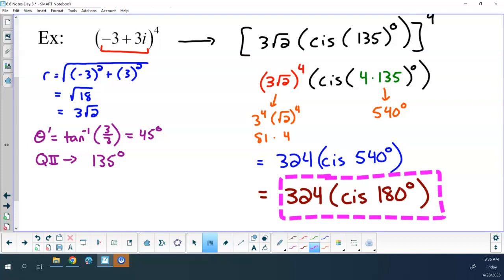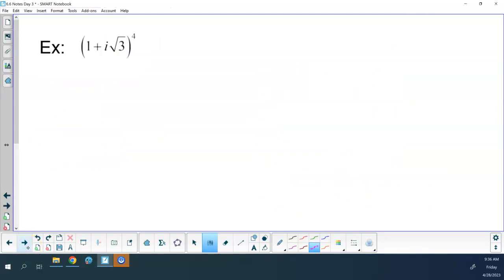Good, good times. You tried this one. Now, if you didn't see the fact that this was a 30-60-90 triangle, then you would have to do some extra maths, but your R still would be equal to 2. If you didn't see that your theta is going to be 60 degrees, then you'd have to do inverse tangent of root 3 over 1 and all that fun stuff, and still, because it's in quadrant 1, bam, boom, bing, done.